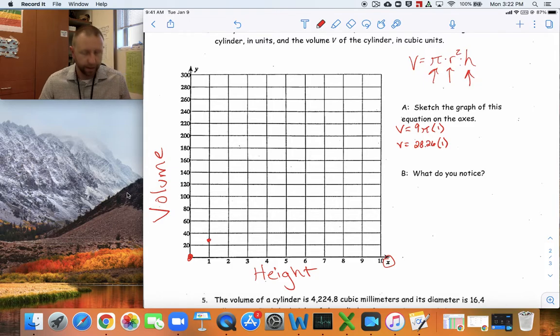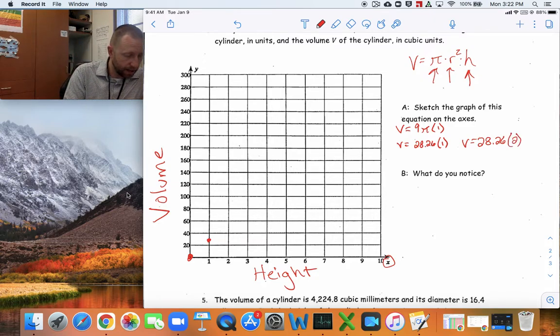That would be somewhere right around there. And then I'm going to figure out, well, what's the volume when the height is 2? And I'm going to do that for every single one of these numbers on the x-axis. When the height is 2, I'm going to rewrite this equation, V equals 28.26, but instead of multiplying it by 1, because the height's not 1 anymore, now it's 2. Multiply that by 2. Use my calculator, 28.26 times 2 is 56.52. So I go to 56.52. Put another point, right?